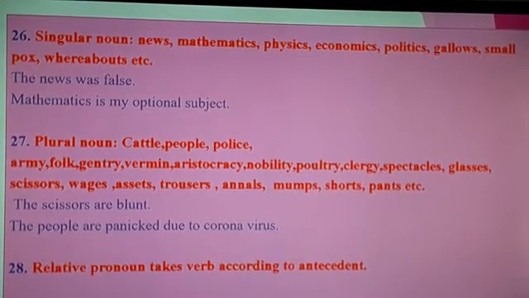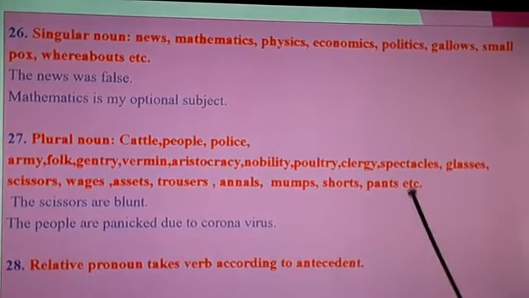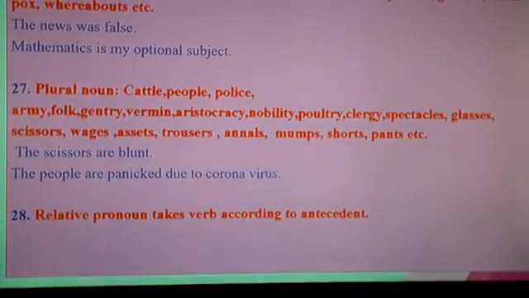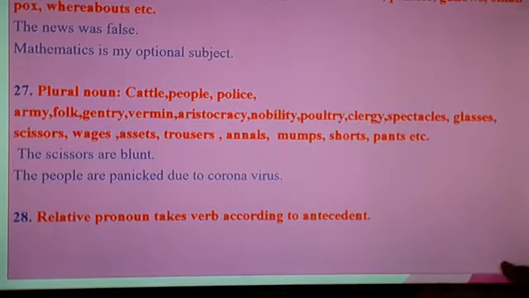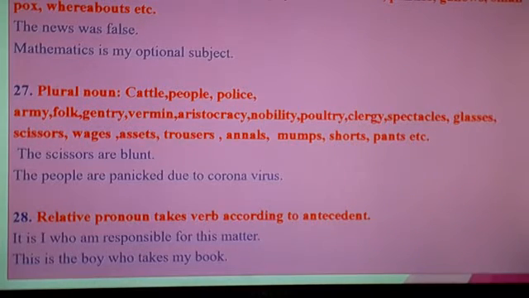A relative pronoun takes a verb according to its antecedent. Dear learners, can you remember what the relative pronouns are? Yes. Who, which, that. If you find these words in a sentence, you have to take the verb depending on the antecedent. I mean, have a look. It is I who am responsible for this matter. I take "am" because of "I". So if you find the word "who", that is the antecedent. According to "I", we have to take the auxiliary verb.